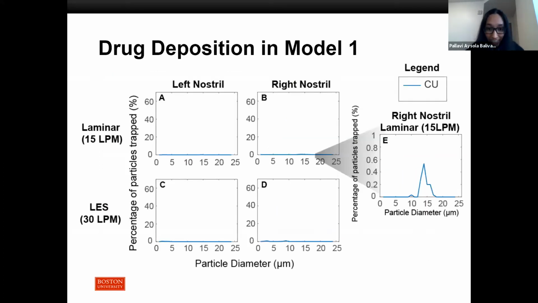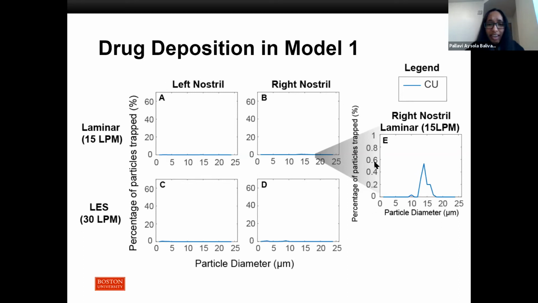So for each nasal cavity, left or right, we simulated 2 flow rates. So you can see that the top series is 15 liters per minute, and the bottom series is 30 liters per minute. And so I just want to draw your attention to this zoomed out graph. So the peak here simulates a scenario where all the particles are 14 micrometers in diameter. And you can see that approximately 0.6% of them reach the nasopharynx. So that's indicated by the y-axis here.